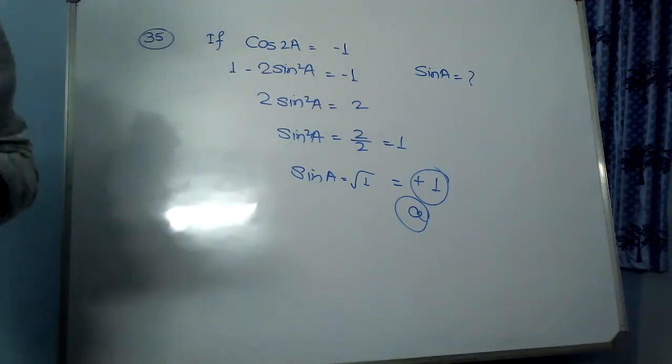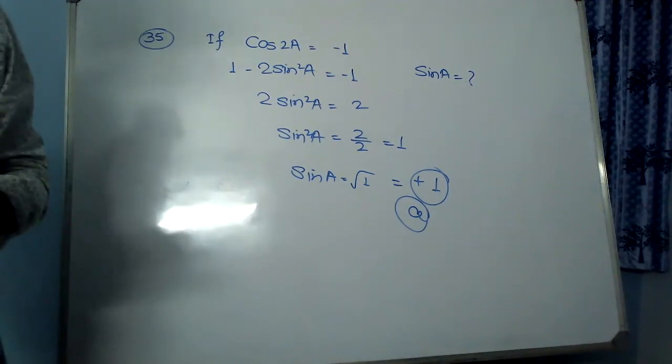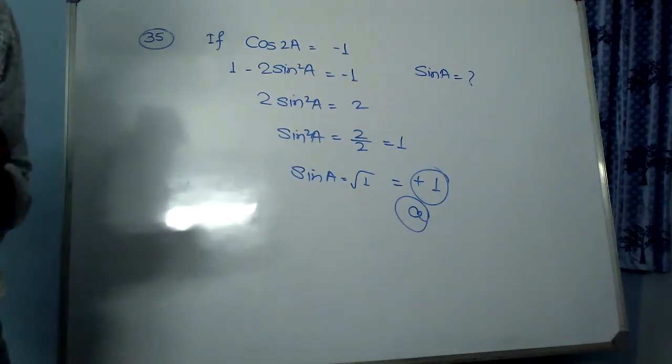If sine theta plus cos theta equal to root 2 and theta is an acute angle, then theta is what?